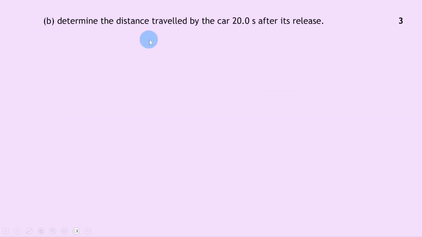Part B says to determine the distance travelled by the car 20.0 seconds after its release, and again there's 3 marks available for this. Well, remember we're given an expression for velocity in the question, so in order to get distance or displacement s, we need to integrate this time.